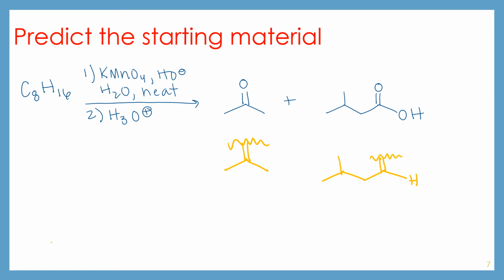I'm going to draw the bigger piece first. On the other side of this alkene must be this piece here. So I'm going to draw those two carbons. So this is the starting material, and I could double check that by counting up my carbons. I have 1, 2, 3, 4, 5, 6, 7, 8, and it would have 16 hydrogens because I see the alkene there.